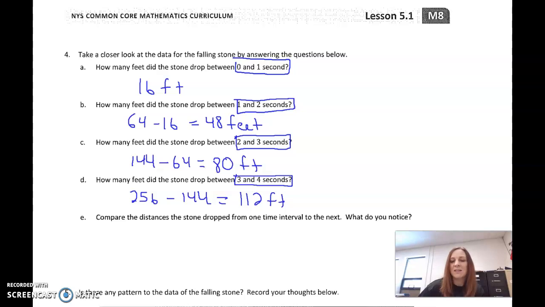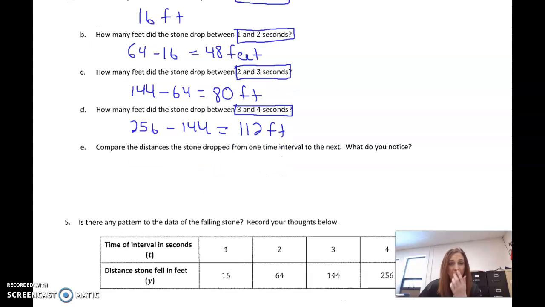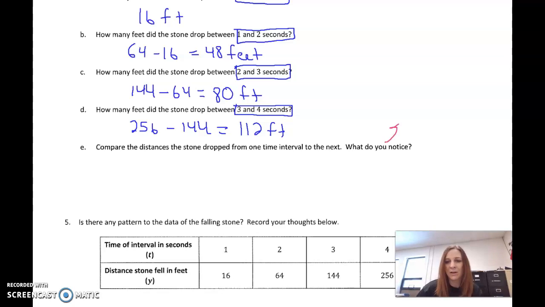So compare the distances the stone dropped from one interval to the next. What do we notice? Well, again, it's increasing, right? Picking up speed. So we know it's not linear, but it's still a function. There's still a relationship between the number of seconds and the number of feet that have fallen.